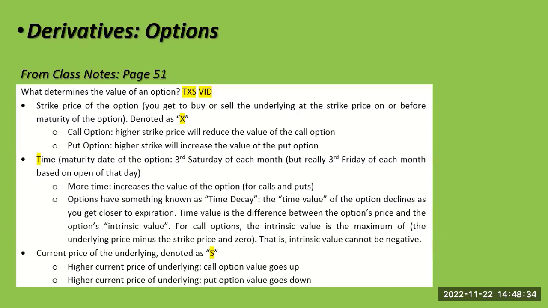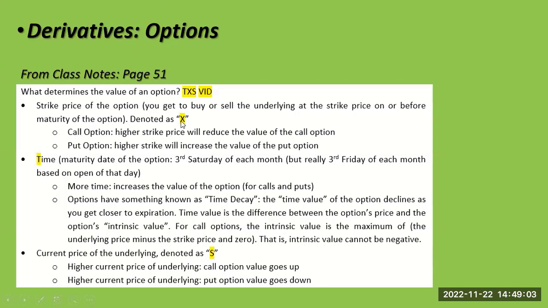So the X is strike, or K, depending on how you think of the word strike. So if you're a bowler, use X. If you're a baseball fan, use a K. So the X is the strike price, the right you have to buy something or sell something, whether it's a call or a put.